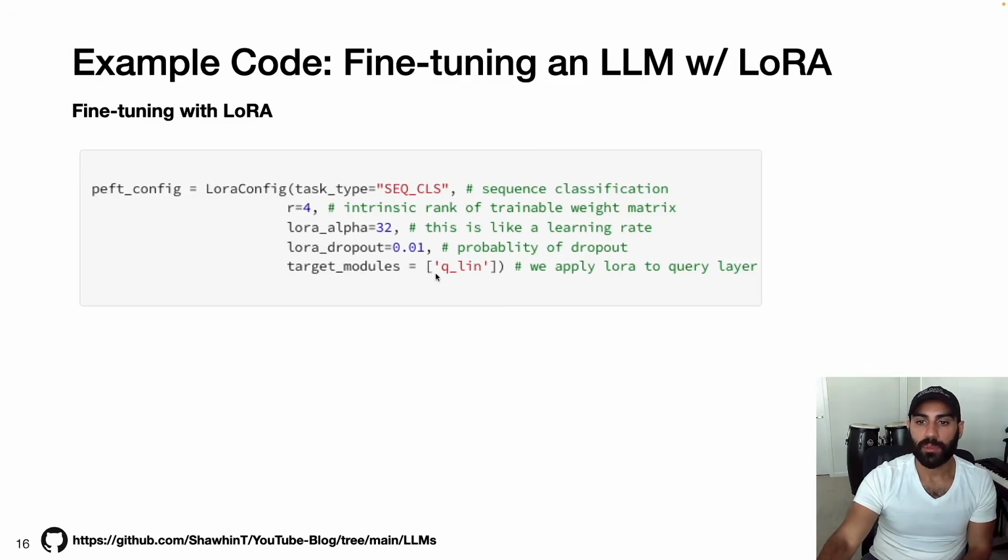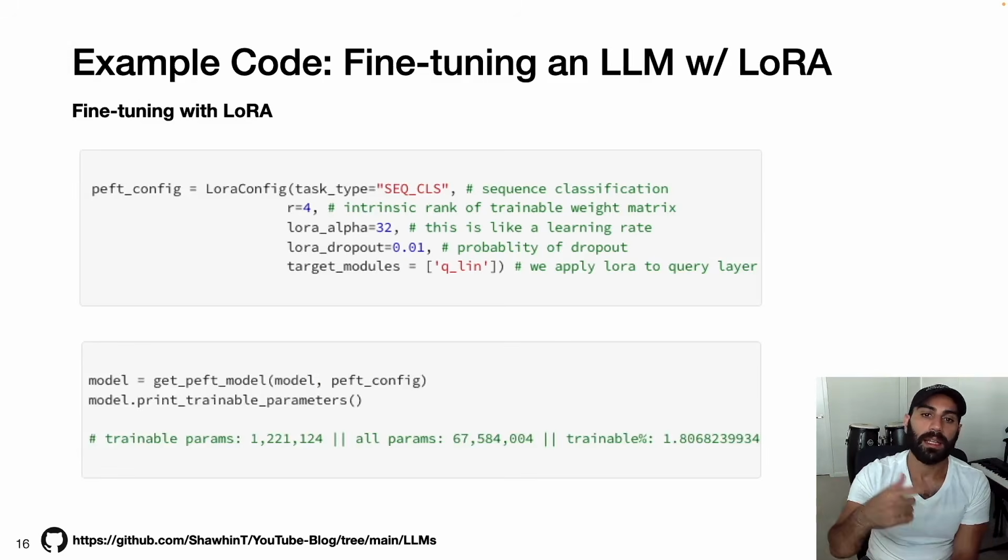Finally, we define which modules we want to apply LoRA to. And so here we're only going to apply it to the query layers. And then we can use these configuration settings and update our model to get another model, but one that is ready to be fine-tuned using LoRA. And so that's pretty easy. We just use this get PEFT model by passing in our original model and then our config from above.